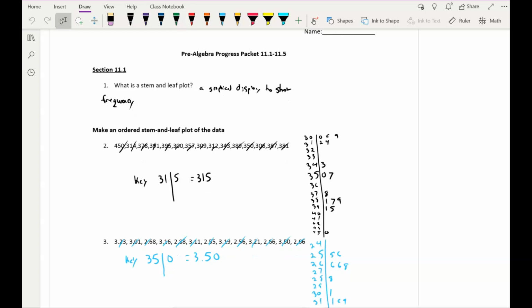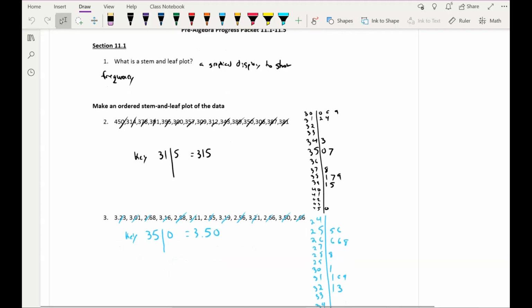Hey, pre-algebra students. I'm going to work through some examples, or I guess talk through some of these examples on the progress packet here, so hopefully that can help you out if you have some questions. All right, number one, pretty self-explanatory. You can just Google the definition, basically, if you need to.